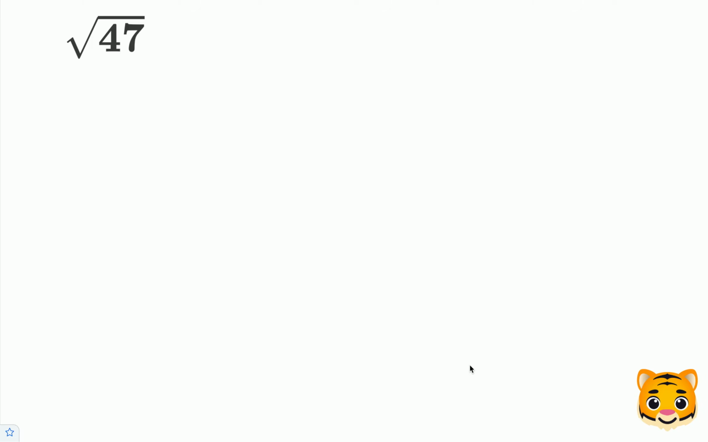In this example, we will be evaluating the square root of 47 by finding a tenths place approximation. To do this, we need to look at perfect squares nearby to 47. Examples of this are 6 squared, which is 36, and 7 squared, which is 49. We can see that 47 lies between 36 and 49, so we can write the following inequality.